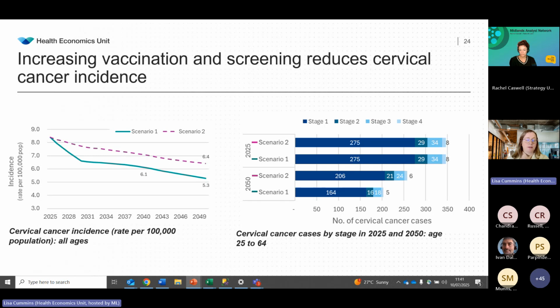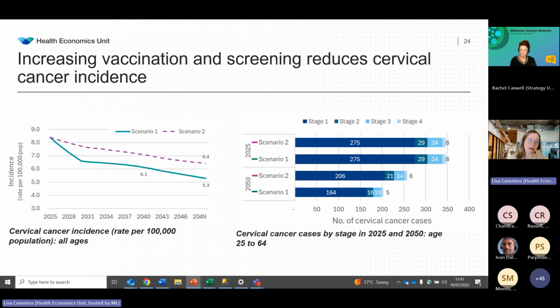So what we found, the results of this modeling output, showed that incidence was going to decrease under both scenarios, but the reduction was greater under scenario one. And also in scenario one, there were fewer cervical cancer cases over time as well, with the greatest reduction in those earlier stage diagnoses.